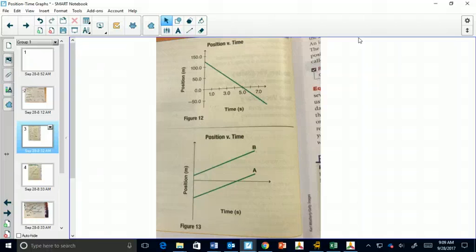How do you know they're going the same speed? Their slopes are equal, the lines are parallel. Perfect. And you said something about their starting positions? What about it? Object B starts farther ahead than object A because it's higher up on the y-axis.